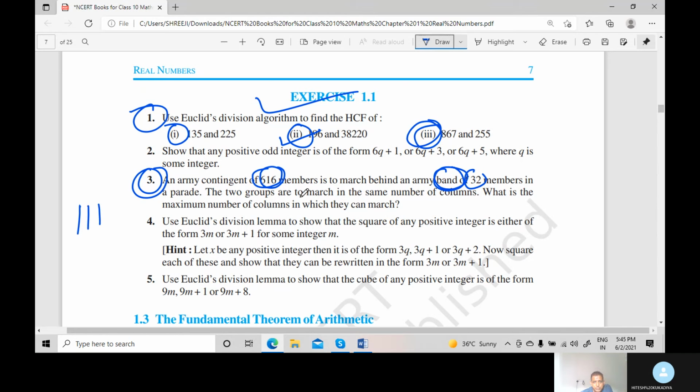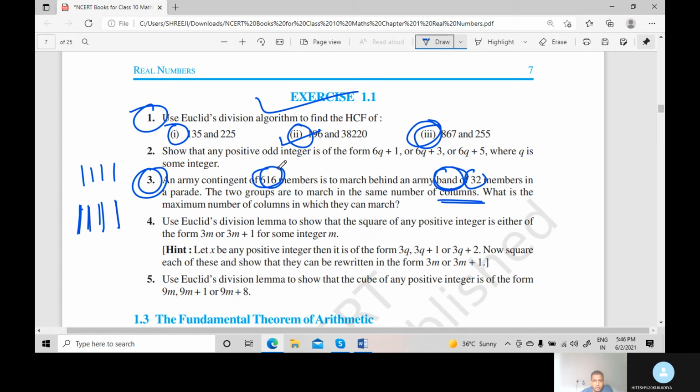But the condition is that in the parade the two groups are to march in the same number of columns. That means 1, 2, and 3 columns. If the band is in 3 columns, the contingent is also in 3 columns. If the band is in 4 columns, the contingent is also in 4. So what is the maximum number of columns in which they can march?